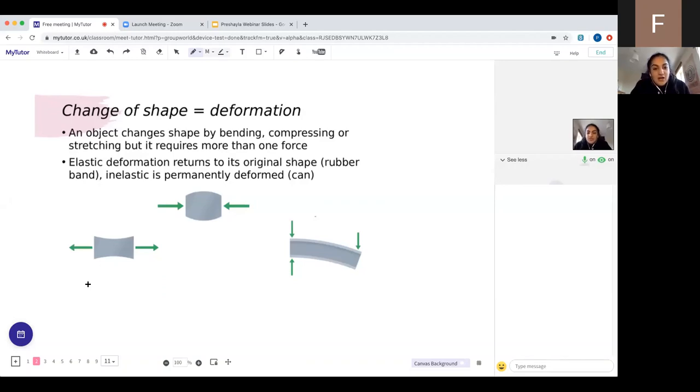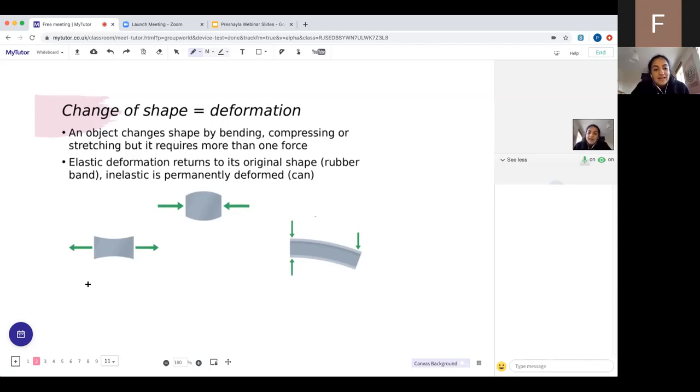Now there are 2 types of deformation: elastic and inelastic. Elastic deformation means that it can return to its original shape. So when you stretch it, bend it, or compress it, it will return to its original shape. It's not a permanent deformation, it's a temporary one, and when you release the force, it will return. An example of this would be a rubber band.